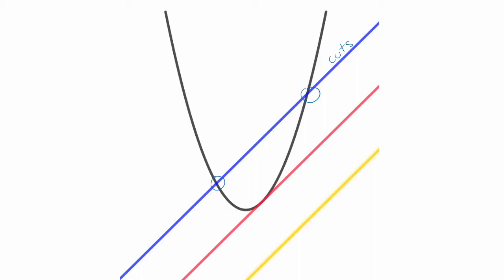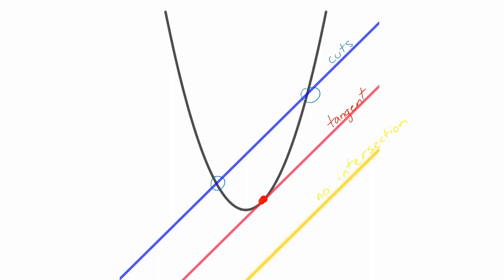The red line is only intersecting the quadratic in a single spot, the point that I've labeled there. And we would describe that line as being tangent to the parabola. And then the yellow line finally doesn't intersect the parabola at all. In fact, if you extended both infinitely, they would never cross. And so the yellow line is the type of line that will never intersect with the parabola.